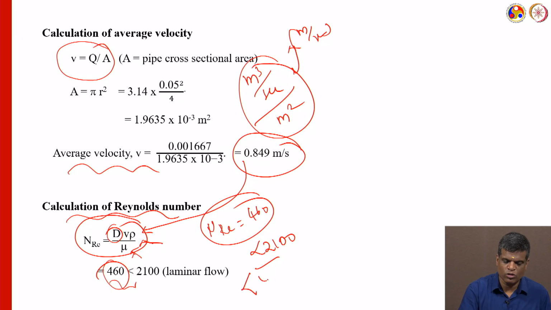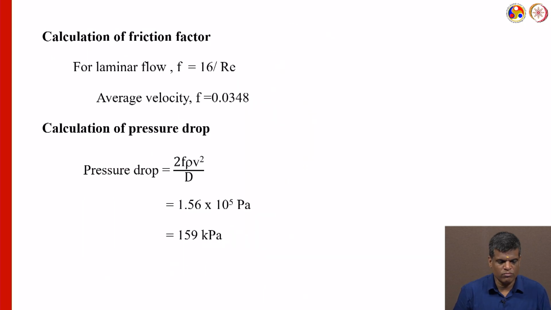So, we call it laminar flow, because whenever it is less than 2100 we call it laminar flow. If it is 2100 to 4000 we call it the transition region, and above 4000 we always call it turbulent flow. So, now this is very clear, it is falling in the laminar flow.